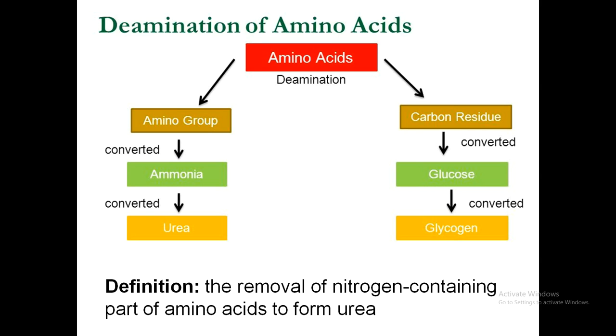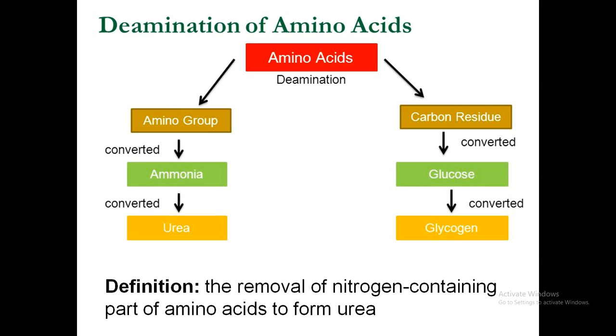If we recall the structure of amino acids, it consists of an amino group, a carboxylic group, a central alpha carbon, a hydrogen group and an alkyl group. So the amino group is removed from the amino acid in the process of deamination and the rest of the structure becomes the carbon residue. The amino group is then converted into ammonia by the addition of another hydrogen atom. That ammonia is then converted into urea by the liver and then is exported to the kidneys, from where it is released as urine.